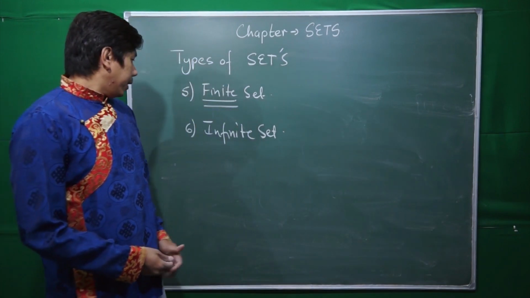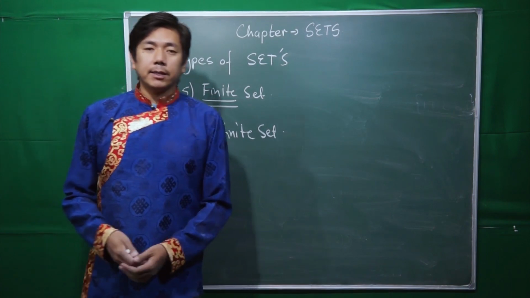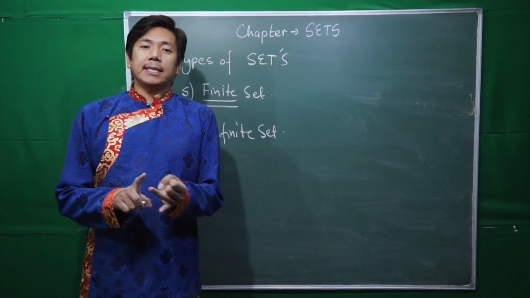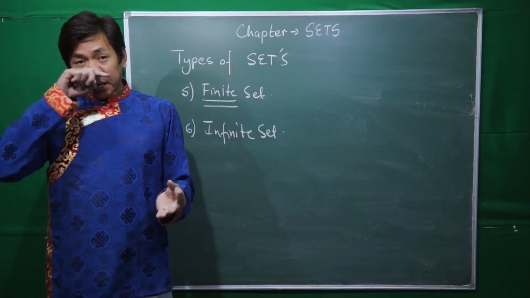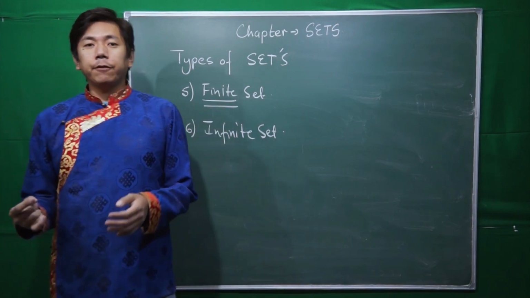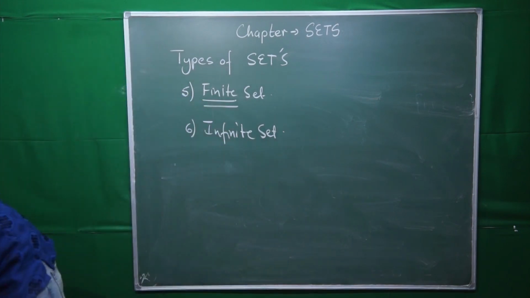So that way, we have discussed all the types of sets. The first set was the null set. The second was the singleton set. Then we had the equal set and the equivalent set. Then we have the finite set and the infinite set.